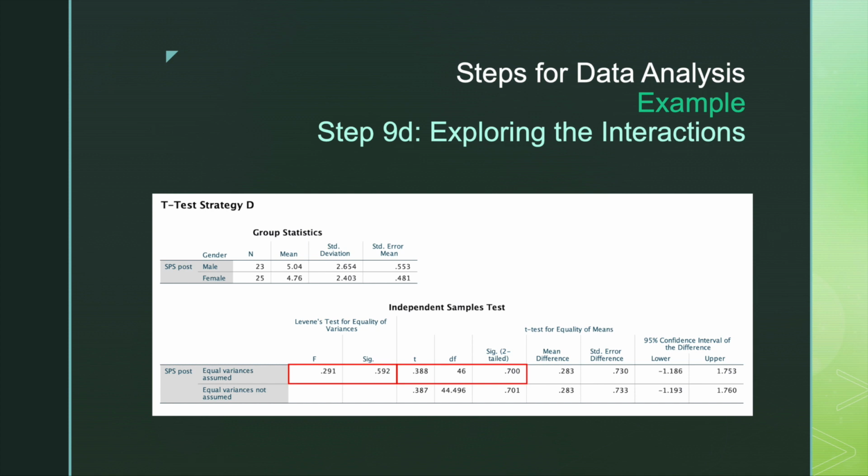Last, we have strategy D. We first look at Levene's test. We see that it is not significant, so we can proceed with the t-test because our variances are equal. And we got a p-value within the t-test of 0.7, which means that there is no statistically significant difference between males and females for strategy D.